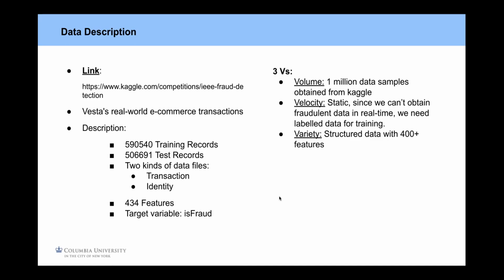Coming to the three V's of data, for the first V, volume, we have approximately 1 million data samples obtained from Kaggle, like I mentioned before. Velocity, we have static data. Since you can't really obtain real-time fraudulent data, you need to have it labeled so that the machine learning model can understand what kind of data is actually fraudulent data, and real-time data is not really applicable for that. Coming to variety, we have pretty structured data with 400 plus features with labels. Even though the labels are kind of rudimentary, it's still structured. Moving on to the next slide.